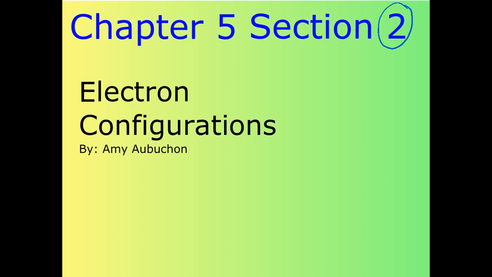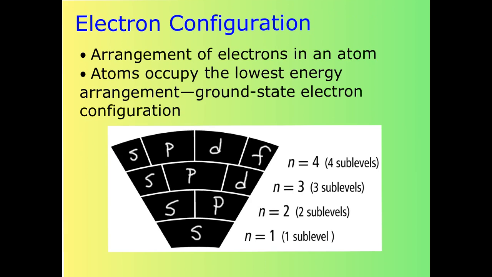Chapter 5, Section 2. We're going to take what we learned in the last section about the quantum mechanical model and how that applies to the electrons and figure out exactly where all the electrons are and what configuration they're in. So, an electron configuration shows us the arrangement of electrons in an atom. Atoms always occupy the lowest energy arrangement of their electrons, and we call this the ground state configuration.